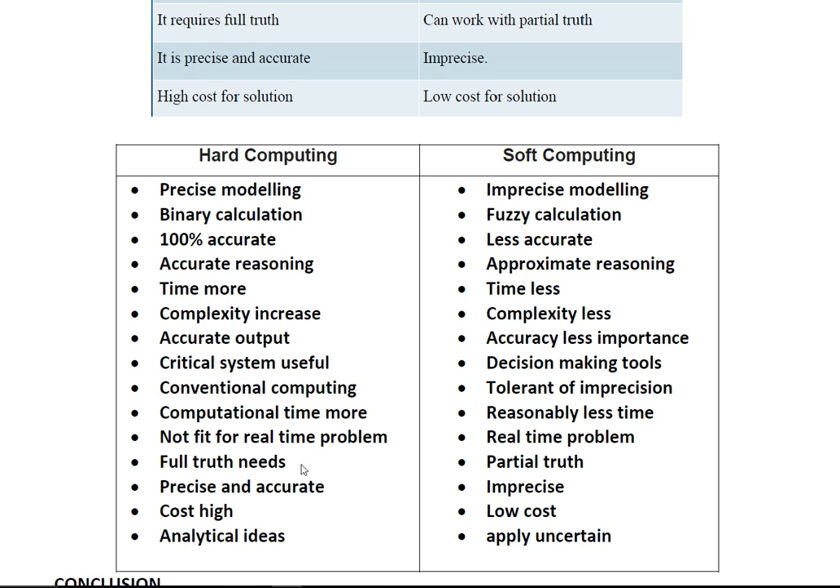Hard computing requires full truth conditions, whereas soft computing can work with partial truth. It is precise and accurate, whereas soft computing can work with imprecise conditions. Hard computing gives high cost solutions, and soft computing produces low cost solutions. Hard computing is based on analytical ideas and binary logic, whereas soft computing is based on the minds of the users, applying uncertainty logic or fuzzy linguistic terms for its reasoning.